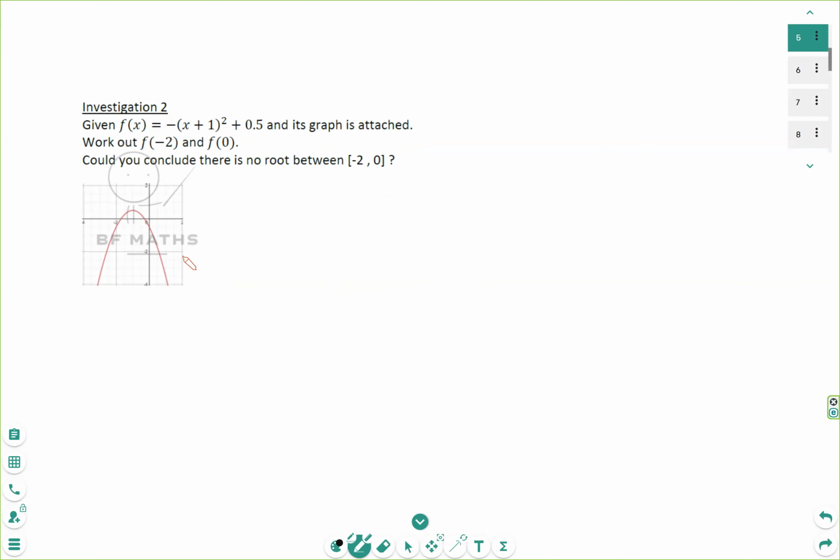Investigation 2. Sorry about that. My logo actually is in the way of the graph, but you can still see it. Given f of x equals minus x plus 1 squared plus 0.5 and the graph is attached, work out f of minus 2 and f of 0. Can you conclude there's no root between minus 2 and 0? So let you pause video. Have a go, work out f of minus 2 and f of 0, and think about sign changes. Think about the graph, what's happening in here.